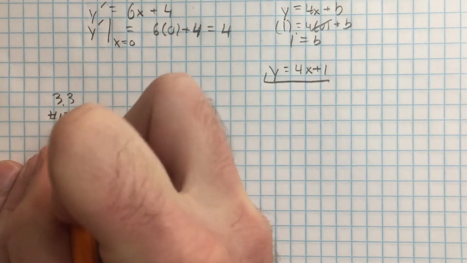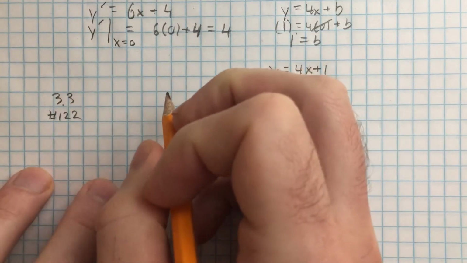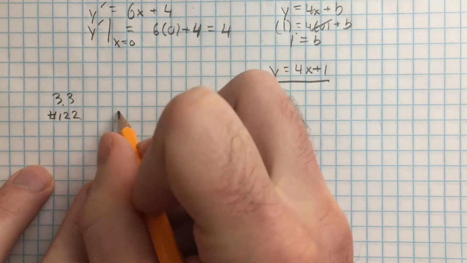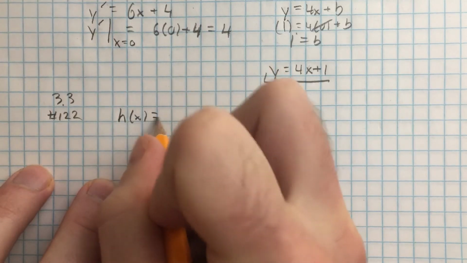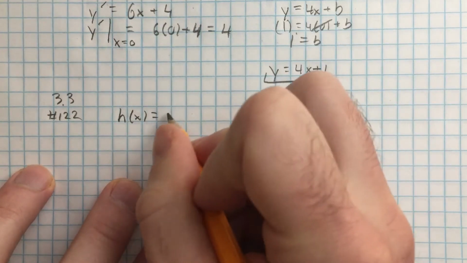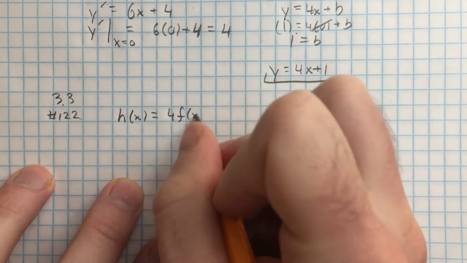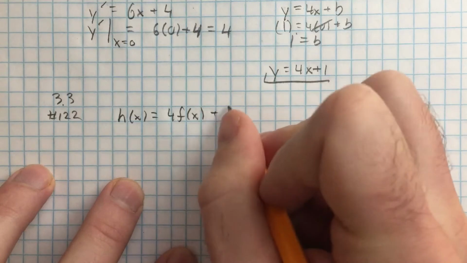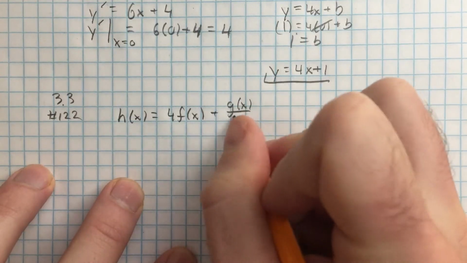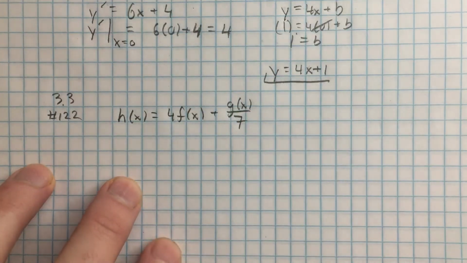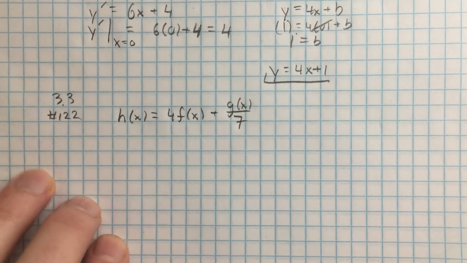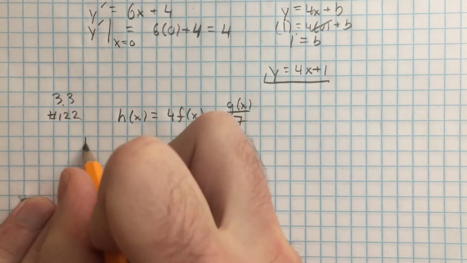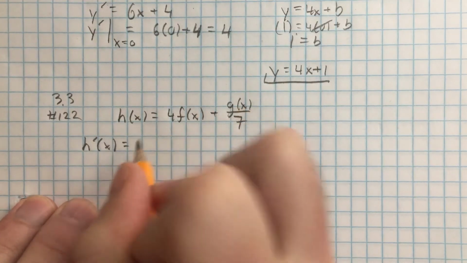3.3, number 122. So this is a little more abstract because they give us h of x, some combination of two other functions of which we do not know the rule. We just have a symbol for it. 4 times f of x plus g of x over 7. So we're supposed to find the derivative. Okay? So h prime of x is.